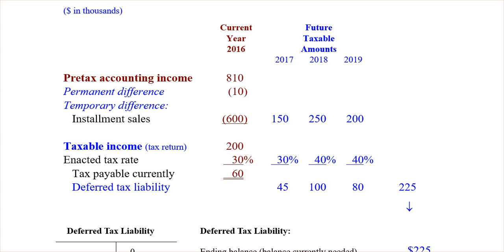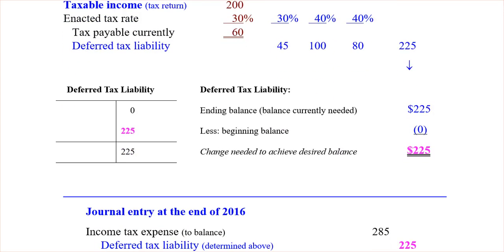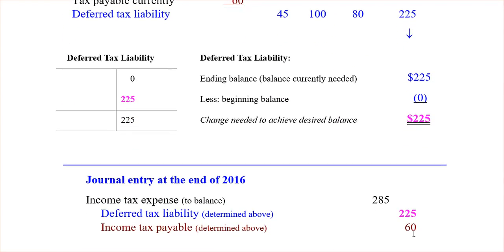How much do we put in as a deferred tax liability? I can see it's a liability because that's a minus. This is it, 45, 180. Just as I discussed, total it up, you get 225. So, we're doing the journal entry, 225, 60. This is a plug number.